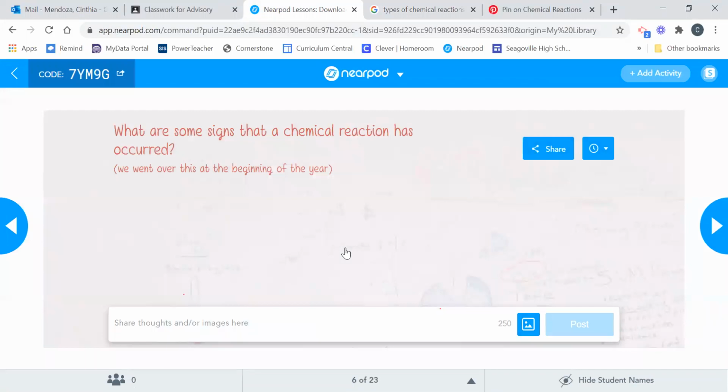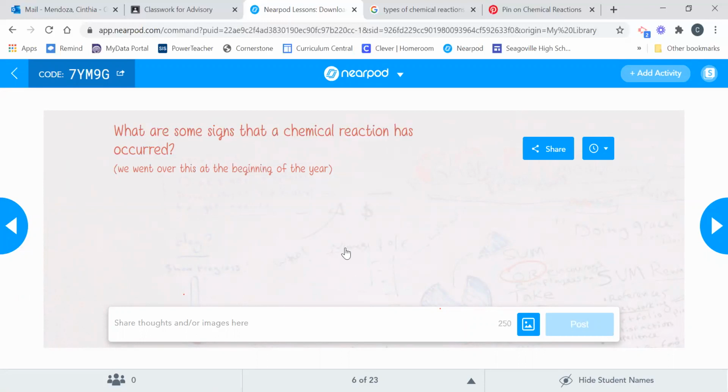So we went over this before. What are some signs that a chemical reaction has occurred? I want you guys to come up with some signs. When we did this a while ago, I had a piece of paper and I burned it with a lighter. I wanted you guys to see what happens when a chemical reaction occurs, because that is a chemical change. That is a chemical reaction.